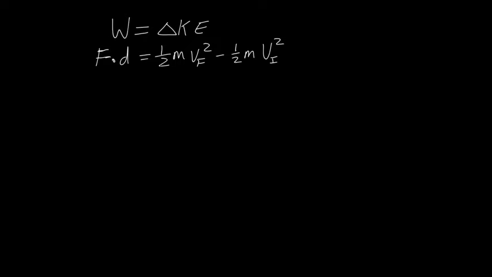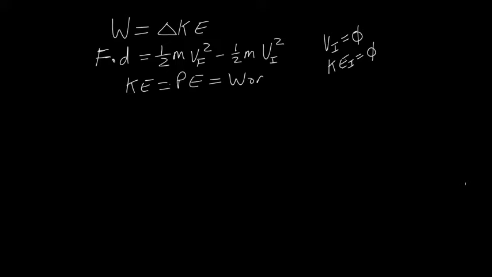Now in CP physics, usually our initial velocity will be 0, so our initial kinetic energy can be 0 as well. Don't forget also that kinetic energy can equal potential energy in certain situations. And so we can have all of these things equaling each other in very specific situations. Okay, so let's look at a sample problem here.